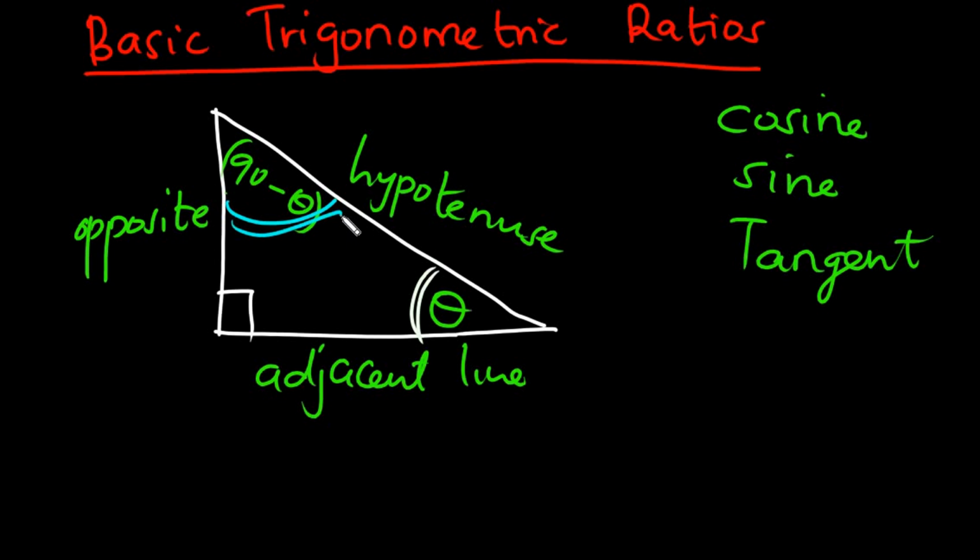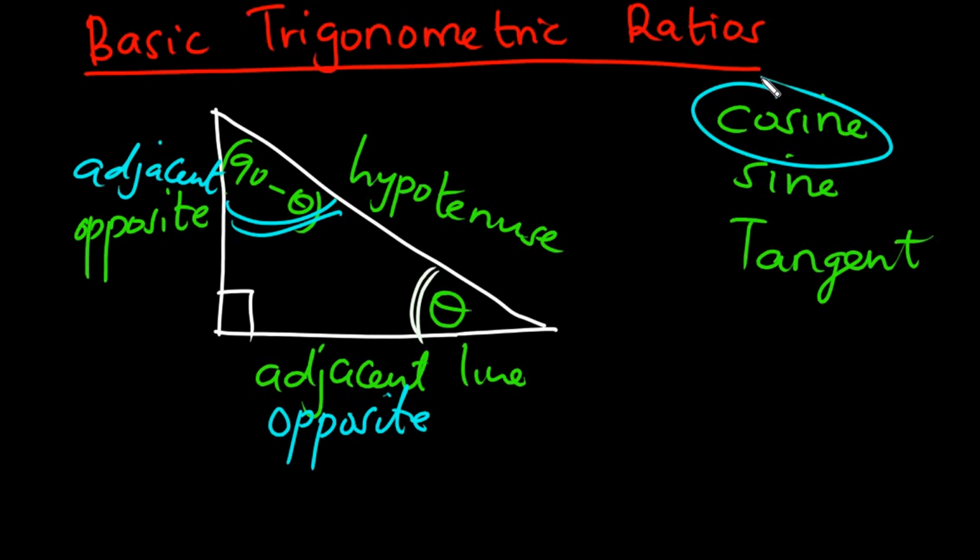Angle 90 minus theta. So let's name the three sides of the triangle in relation to this angle 90 minus theta. So the side that is next to this angle is known as the adjacent. So this is the adjacent line of this angle. Okay? And then the one that is directly opposite to this angle is known as the opposite line. And then of course the hypotenuse does not change. So after we have done that, let's learn now how to find the cosine of each of these angles.